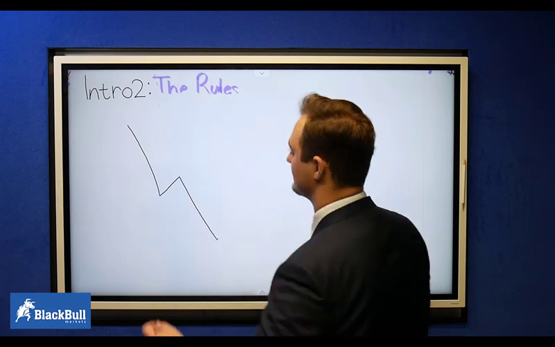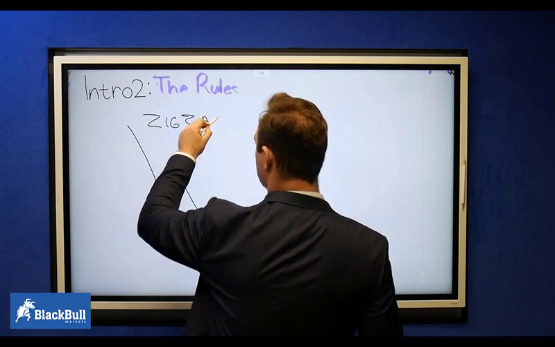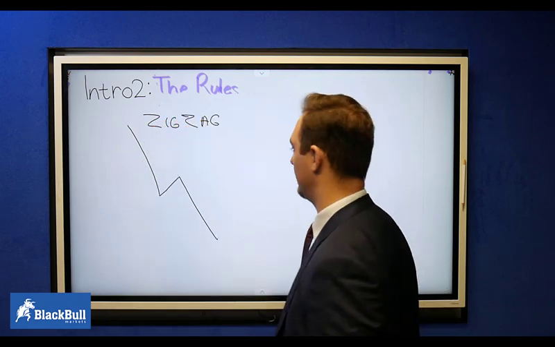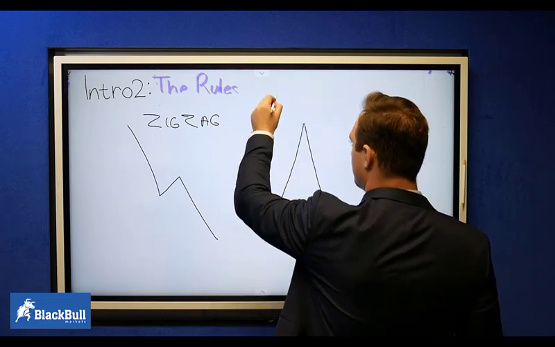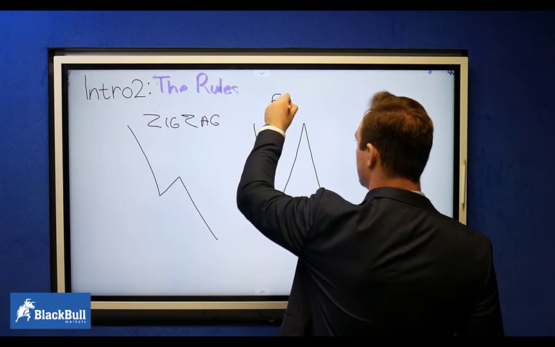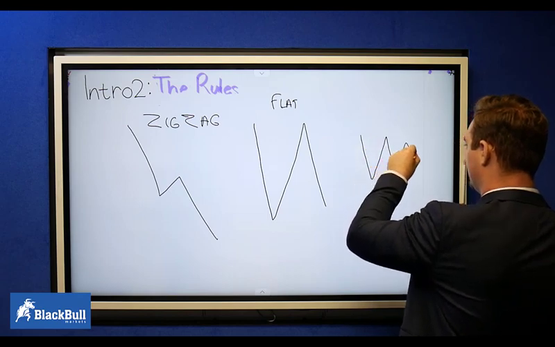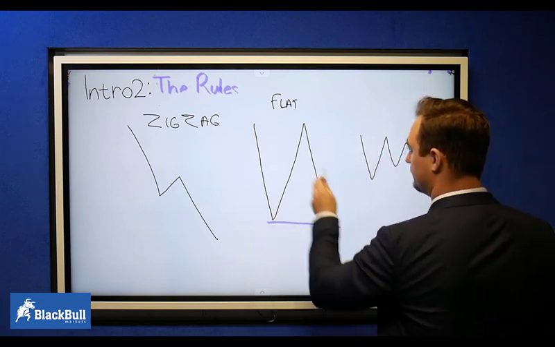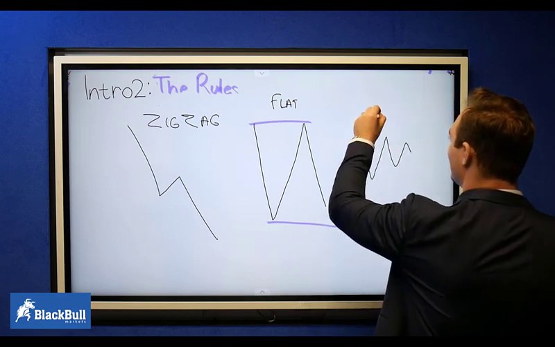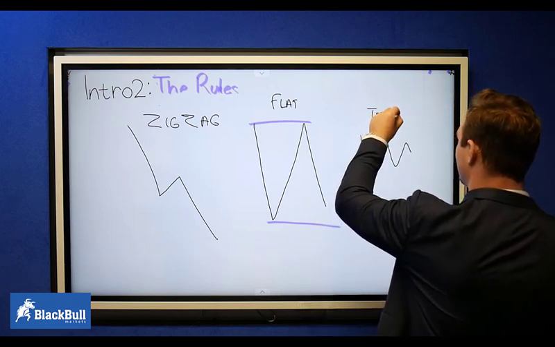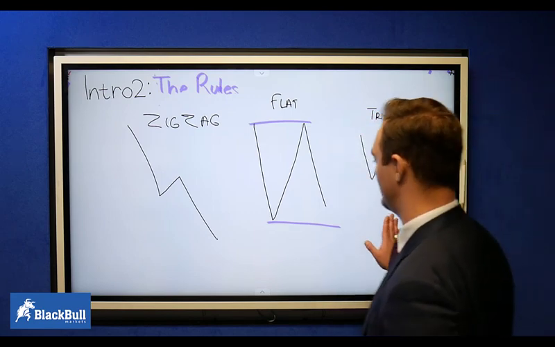So we've got a zigzag. Very creative. They were very creative in the names of their labelling. So we've got a zigzag, we've got a flat, and we have a triangle. Very, very creative. I assume you guys can see where the name flat came from. They were very creative in their naming, which I like. And we have a triangle. Okay, these are the structures we look for.